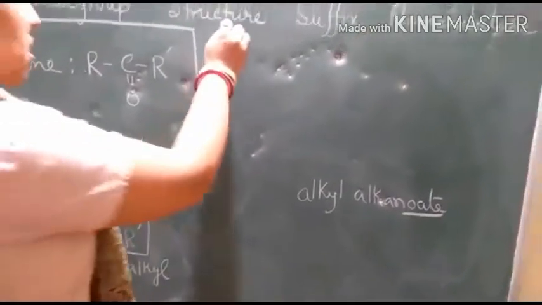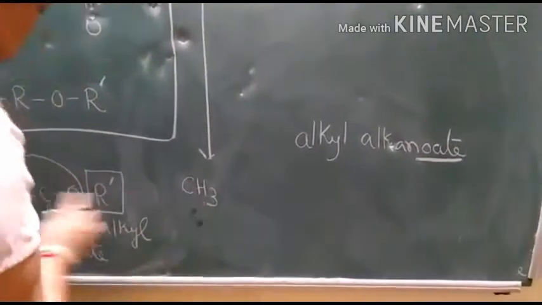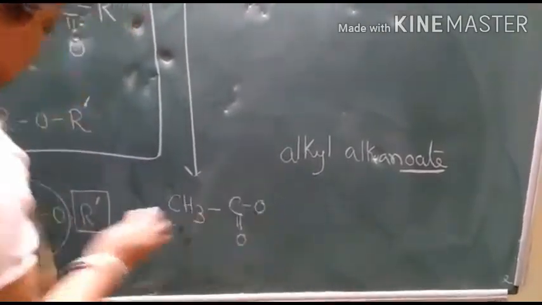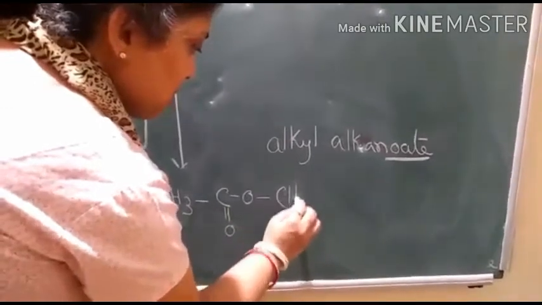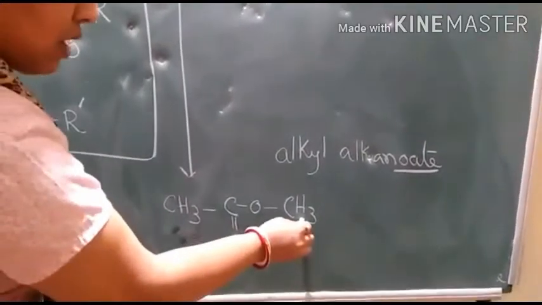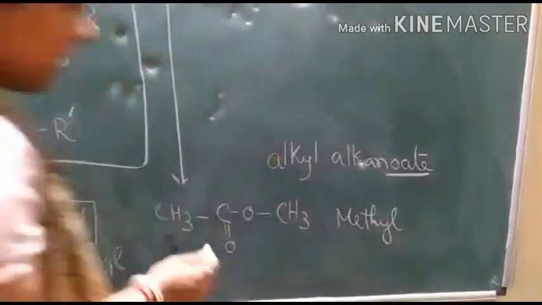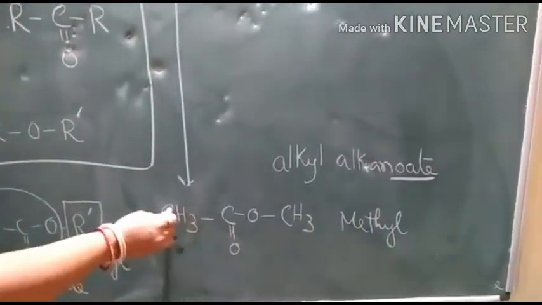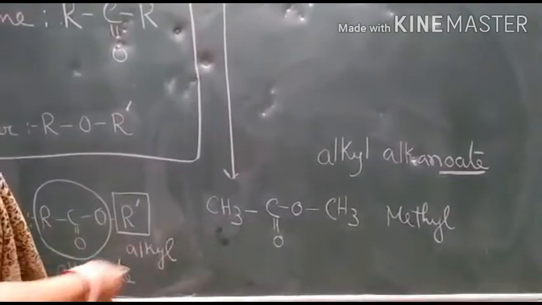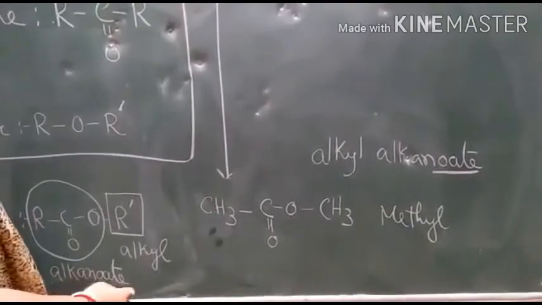Now I will write the structure. This R group I am writing CH3. Then the functional group C double bond O, and this R dash is also CH3. So this is alkyl, so what will this be? Methyl. And in this chain how many carbon? 2 carbon, so it is related to ethane. So according to the suffix, what will be the name? The name will be ethanoate, alkanoate, ethanoate.